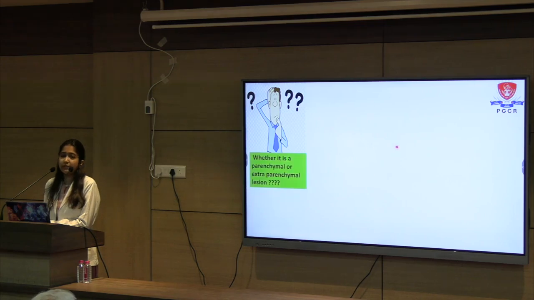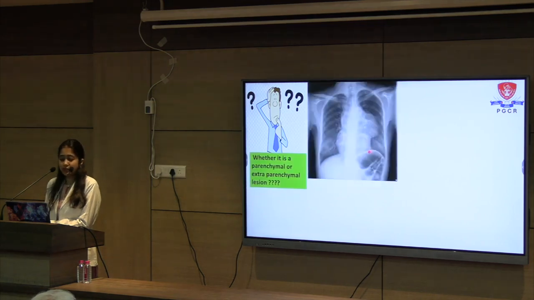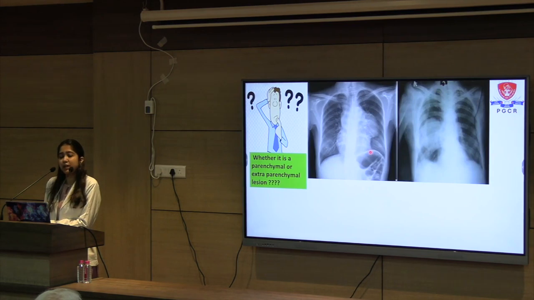Now there is always a dilemma whenever we see a chest radiograph: whether the lesion is parenchymal, extraparenchymal or mediastinal. So these are the two chest radiographs. First see this. In this what we can appreciate is a well-defined homogeneous opacity with a broad base towards the mediastinum, forming an obtuse angle with the mediastinum and having a clear interface with the lung parenchyma. So this is likely to be a mediastinal lesion.